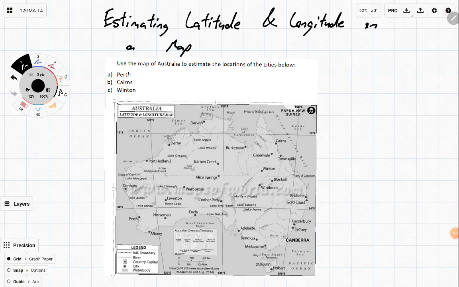Alrighty, so today we're going to be looking at estimating latitude and longitude on a map. When we're talking about estimating, it's just because we haven't been given that strong a marking. And you can see we've got this map down here, which is of Australia.